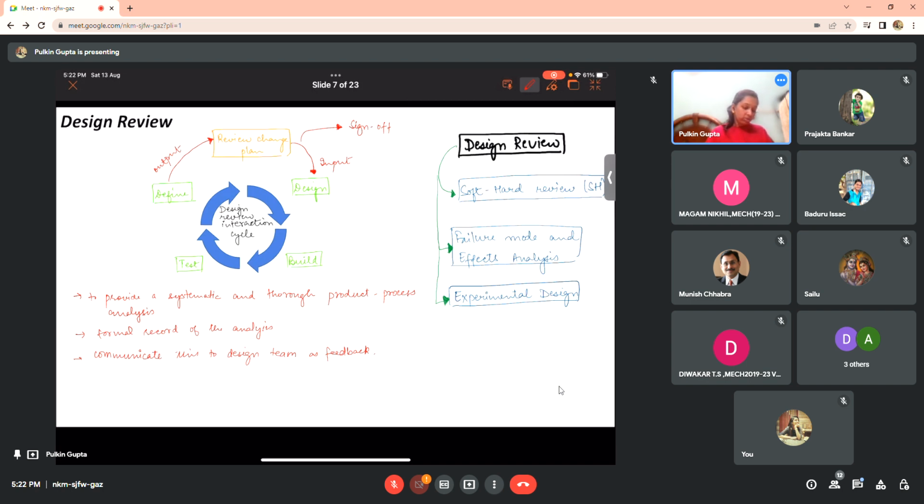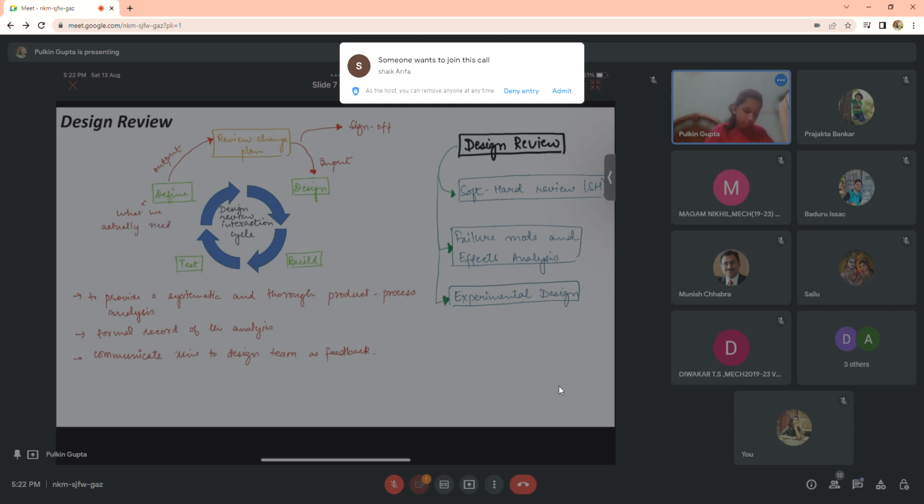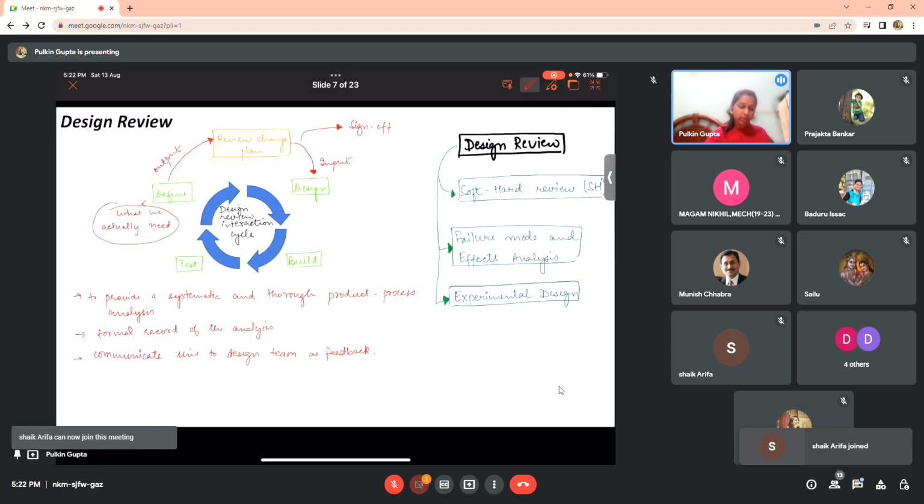Okay, so what we do is we first define a problem, we design it. This is the design review interaction cycle. We define what we actually need. Then we design as per the needs that we had set and defined. We design the product. Then we go on to building the product, that is manufacturing. And then we go on to testing, as you have seen with car crash tests, to see if the car is feasible to run on roads or not.